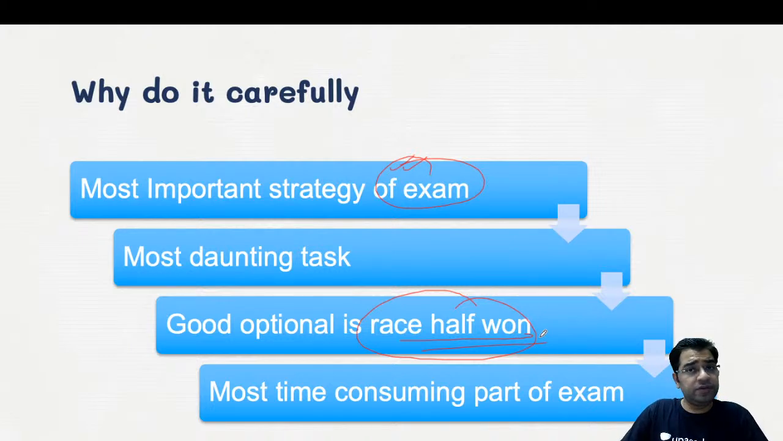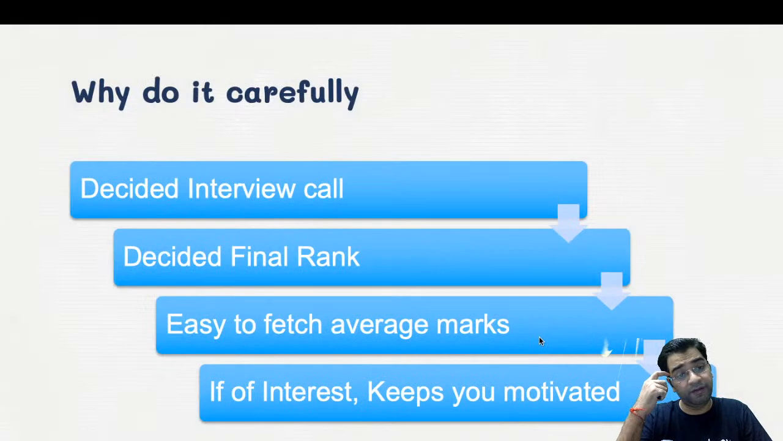Why? Because you have chosen such an optional which is going to help you in writing the essay paper and the GS paper. And another thing is, the optional is the most consuming part of the examination. If you see, 500 marks are only for optional. So in the whole process, most of the time you will be reading optional, studying optional, or in touch with your optional. In such a case, if you choose something which is very interesting, captivating and understandable for you, your preparation will be an easy affair.